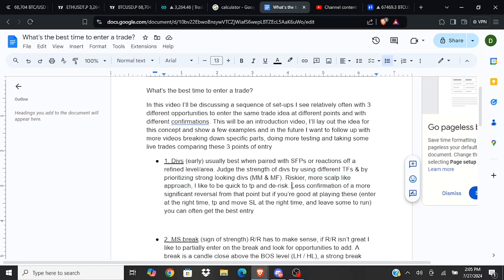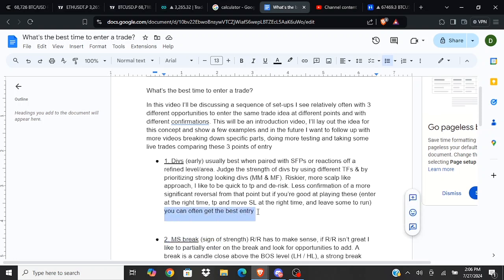Now, these do give you less of a confirmation of a more significant reversal from that point, but again, if you're good at playing these, meaning you enter at the right time, you take profit and move stop loss at the right time, and then leave some to run just in case these divergences lead into a more significant development with price action, then you can oftentimes get the best entry for these trades.